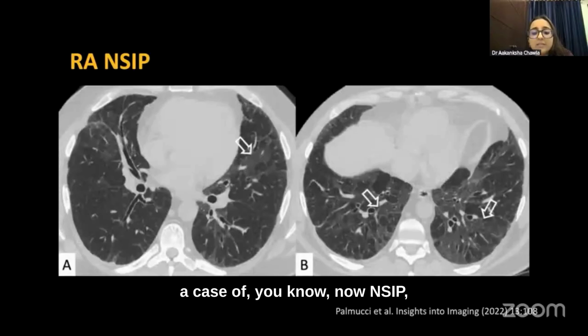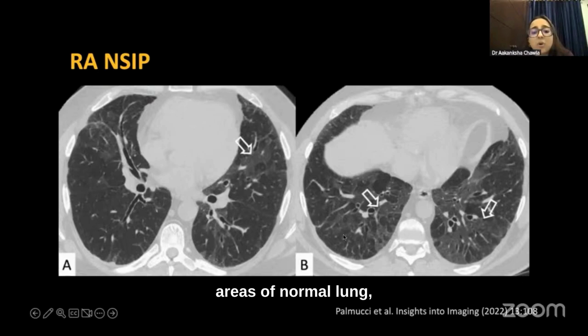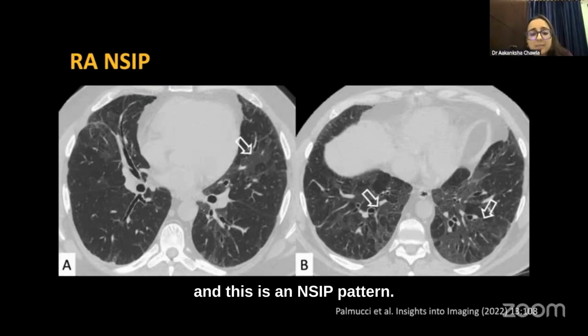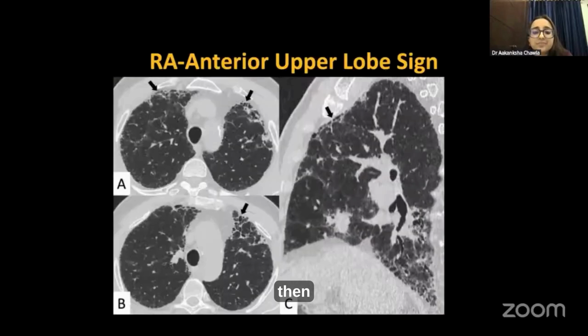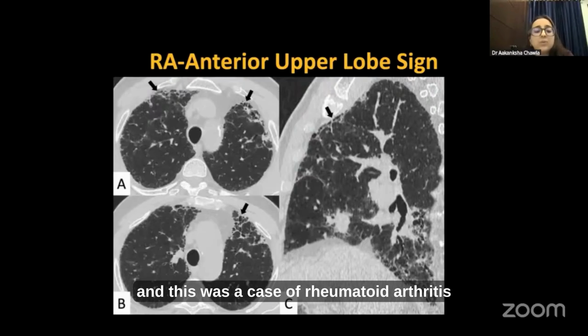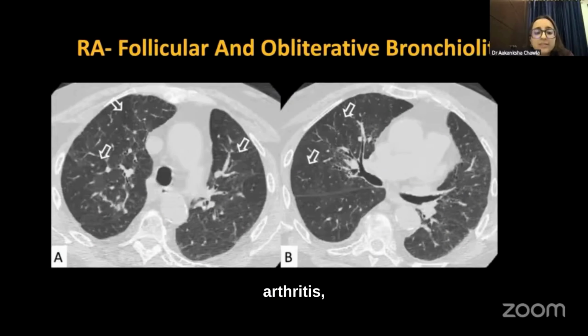Then again, a case of NSIP, you can see that there are areas of ground glassing and there are areas of normal lung. Over here, ground glassing, normal lung. So demarcated areas, and this is an NSIP pattern in a case of rheumatoid arthritis. Then we've just talked about the anterior upper lobe sign, and this was a case of rheumatoid arthritis with anterior upper lobe sign. Exuberant honeycombing in a patient of rheumatoid arthritis.